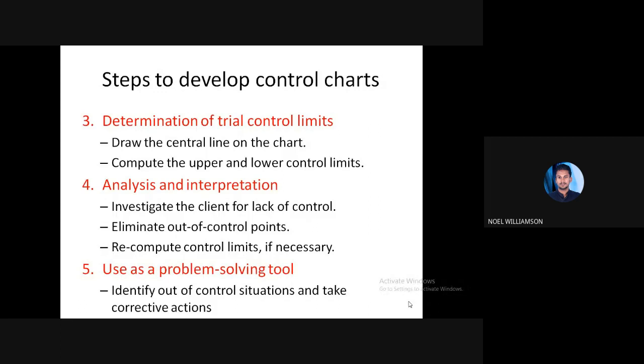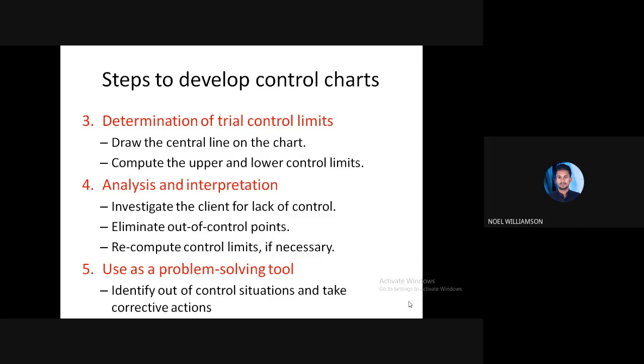That means here, first of all, we will go for the investigation for lack of control, where the control is lost or in which case the control will be lost. Likewise, a detailed investigation will be done, or the detailed analysis will be done on the process. Then based on that, we will try to eliminate the out of control points wherever the upper control limit or the lower control limit is exceeded or the process goes beyond the limits. We try to eliminate.